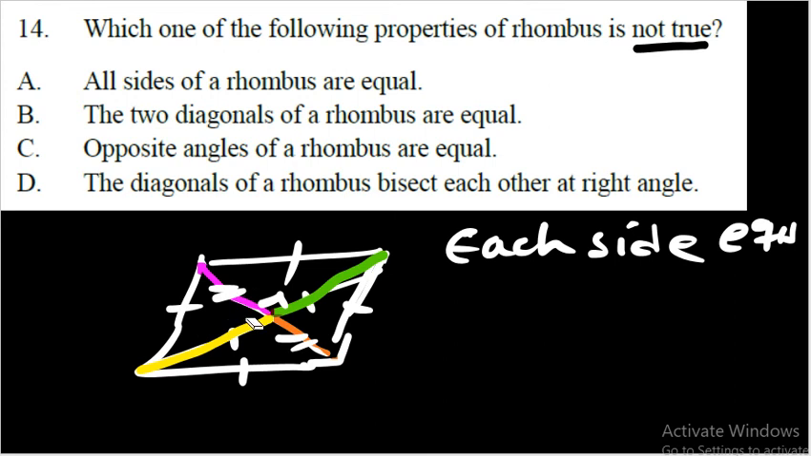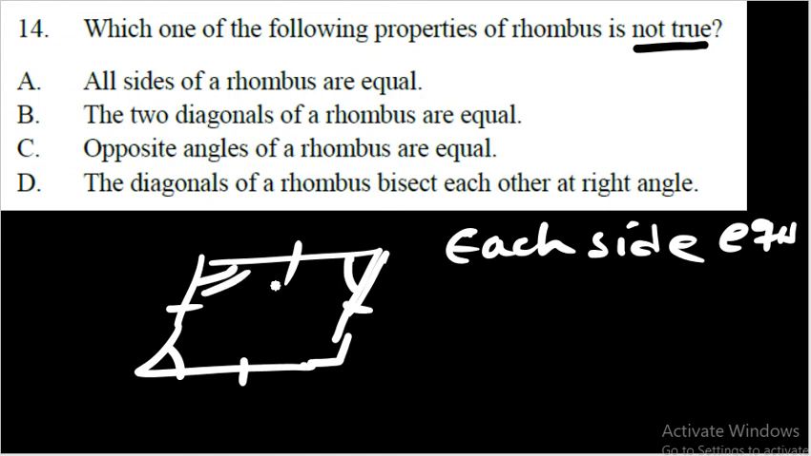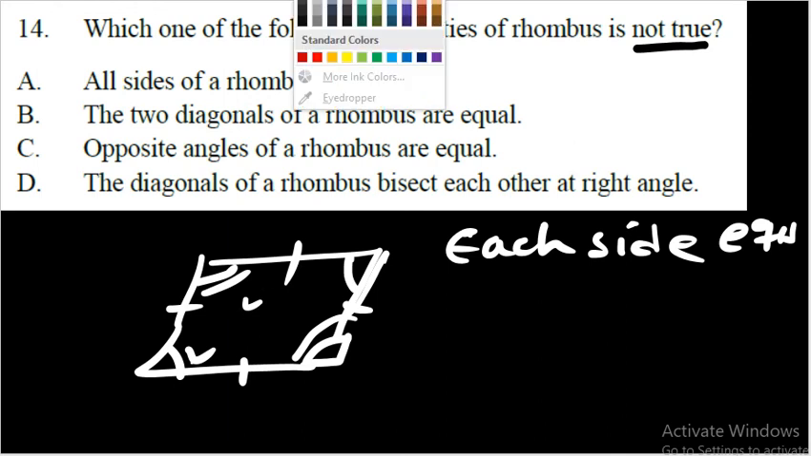And opposite angles are also equal. What do opposite angles mean? The angle which is found here and this one, they are equal. And this angle is also equal to this one. And adjacent angles are supplementary, consecutive angles. This one with this one, together 180. So let us see the choices, and then we'll come back to the properties.